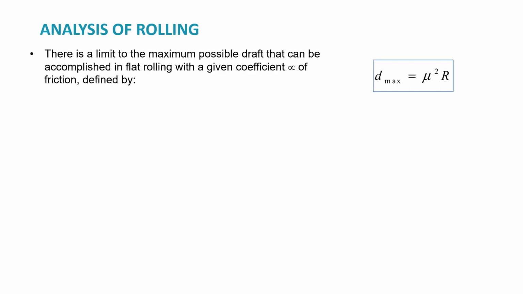Now, there is a limit to the maximum possible draft that can be accomplished in flat rolling with a given coefficient of friction, defined by the equation that d maximum, or the maximum draft, is equal to the coefficient of friction squared multiplied by the radius of the roller. This d maximum should be more than the actual draft. If not, then the operation is not going to be possible.